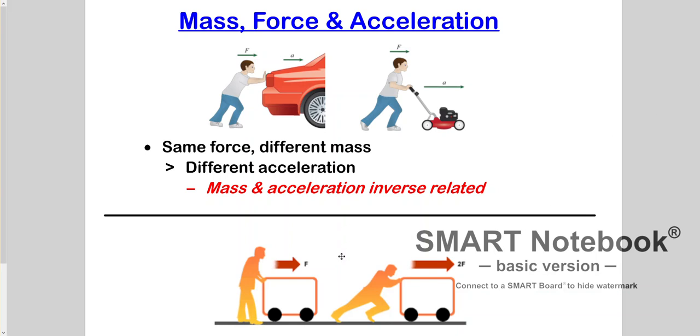So let's start with this picture. This student is applying the same force. The vector arrows are the same for force. So the same force, but the objects that force is applied to have different masses. So in this case, it is a car, and in this case, a lawnmower.